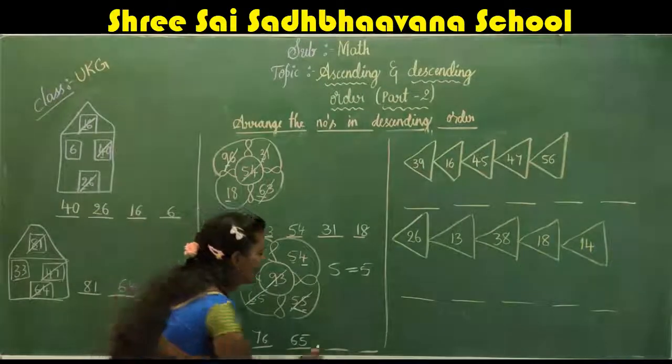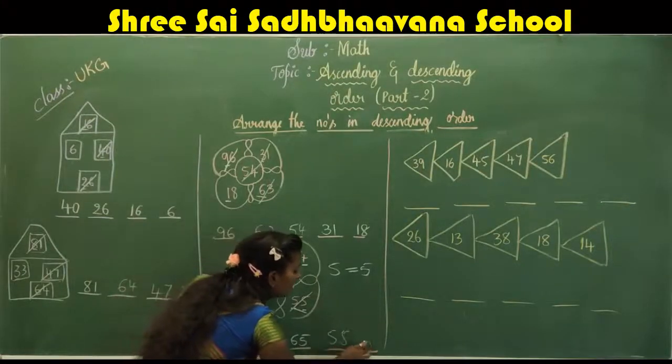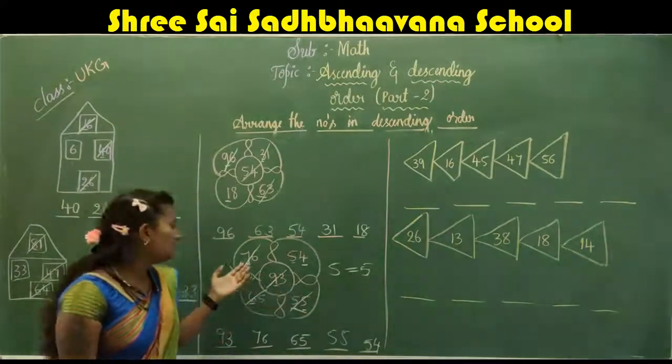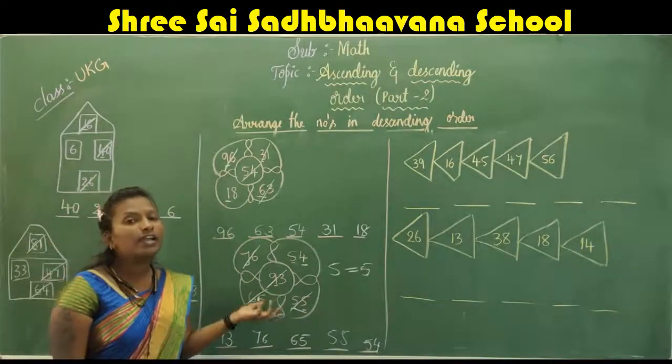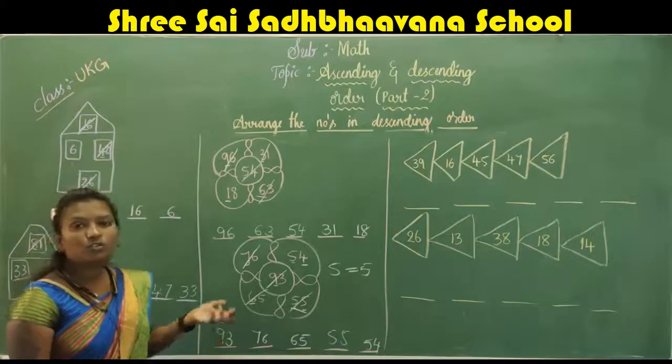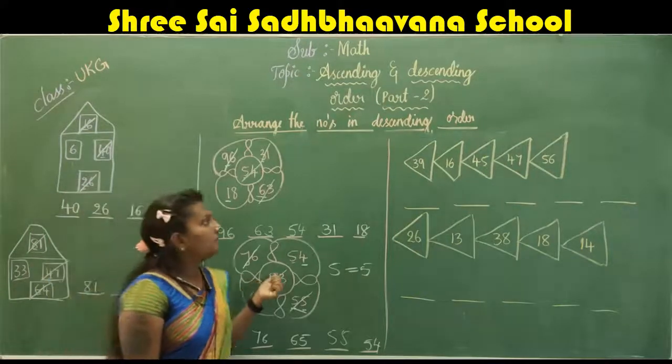So this number 55 we have to write in the fourth place, and the last number 54, that is smaller than 76, 93, 65 and 55. Now we'll go for another diagram.